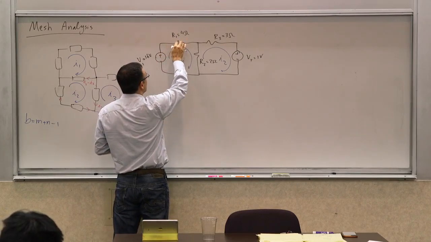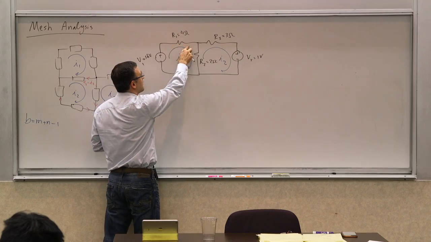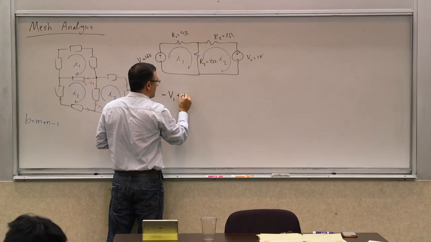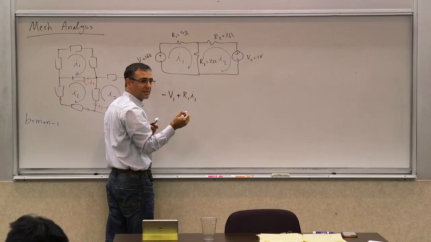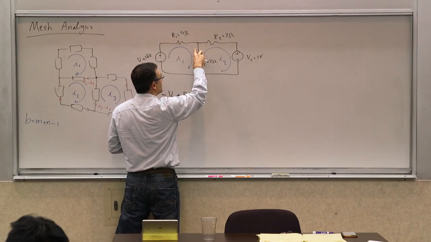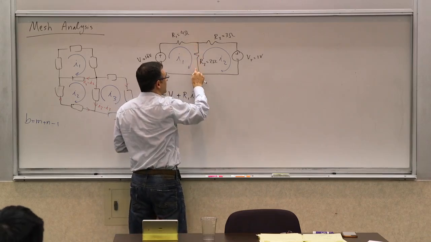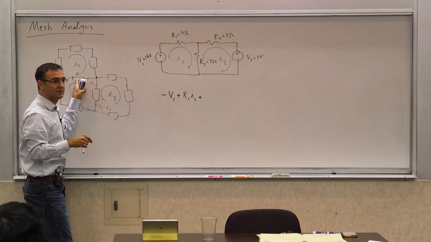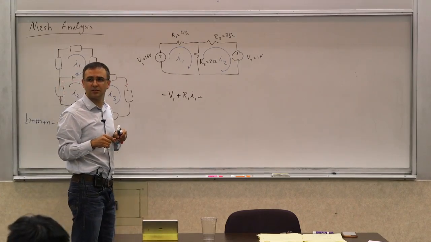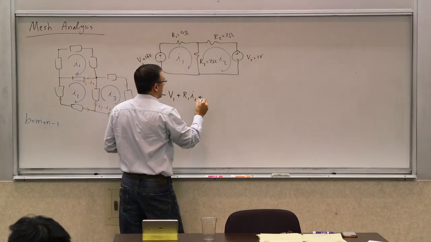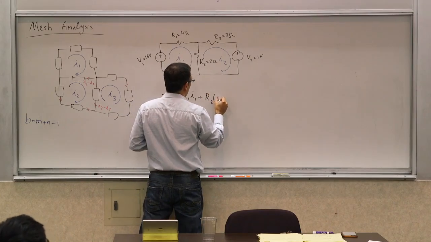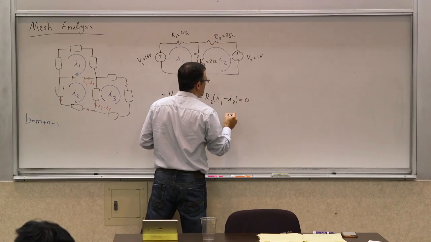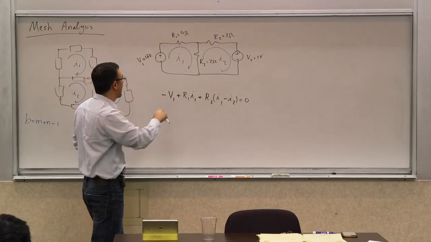Then what do you see? What is the voltage drop across this resistor going from here to there? R1 times I1, right? That's the current through that resistor. What is the voltage drop across this one from here to there? What's the current through this one? Remember the resistors that are shared between two meshes? So it's going to be R2 times (I1 minus I2) equals 0, because we're back to the same place. That's KVL around mesh 1.